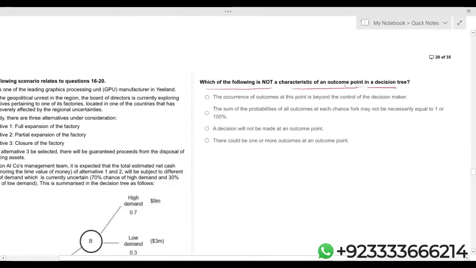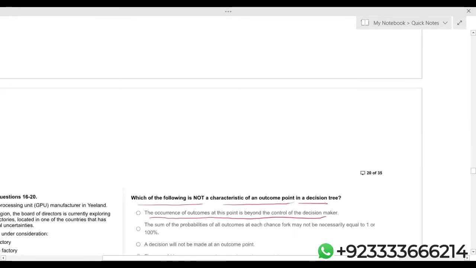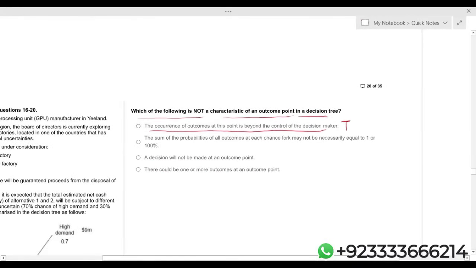Which of the following is not a characteristic of an outcome point in a decision tree? The occurrence of outcome at this point is beyond the control of decision makers. This square box is representing the decision point. You can just make the decision. After your decision, what are going to be the outcomes? They are not in your control. Exactly. So obviously demand could be higher, could be lower. That's not in my control. So that is true. The sum of probabilities of all outcomes at each chance point may not necessarily be 1, that's wrong. This is incorrect, and that is the answer as well.